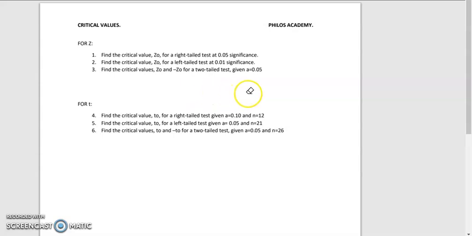Hi, let's quickly look at how to find the critical values. Okay, so for Z, question 1 says find the critical value Z sub 0 for a right tail test at a 0.05 significance. What it means is that to make understanding easy for you, let me sketch the curve so that you understand the logic behind whatever I'll be doing.